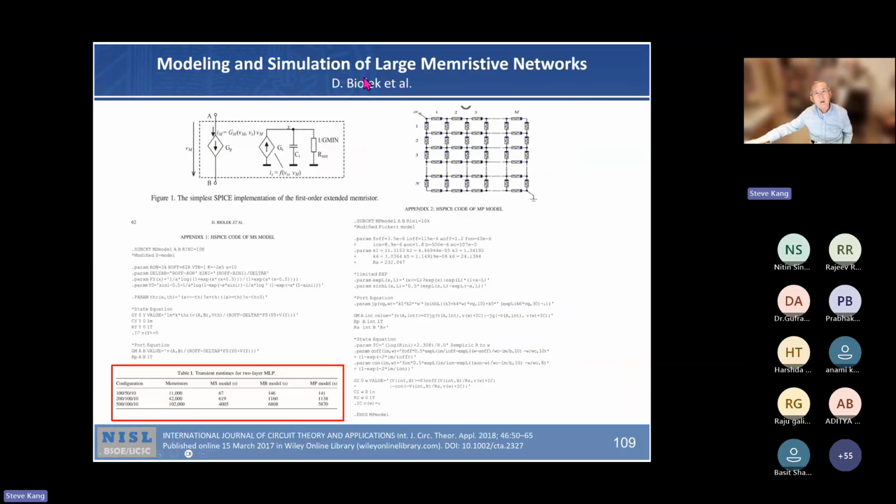Professor Biolek has contributed by presenting Memristor models. He presented the HSPICE model for the MS model and the NB model, etc., and then did a simulation. Here, with 11,000 Memristors, if you use the MS model, it takes 67 seconds. The NB model takes twice that. With 100,000 Memristors, it takes 4,000 seconds, and so on.